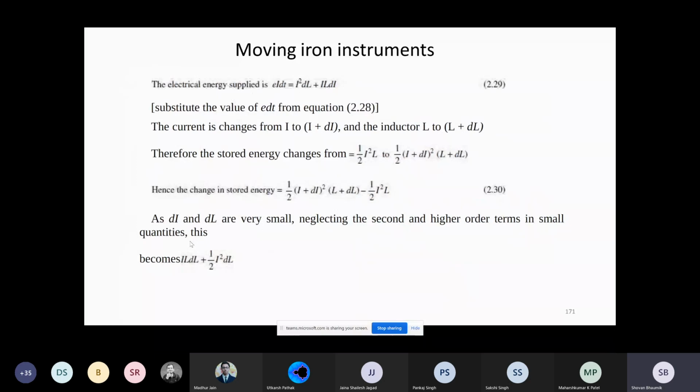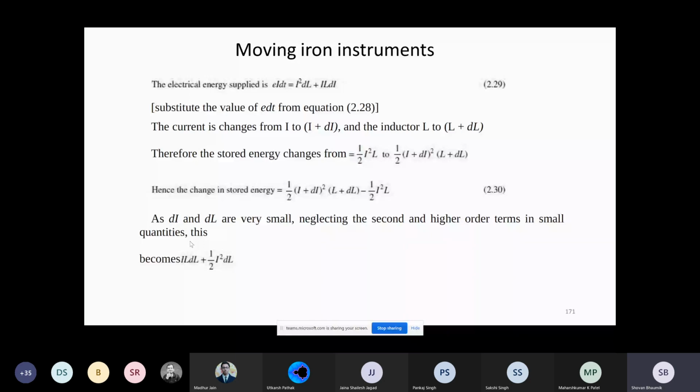Therefore the stored energy changes from the initial stored energy, half i squared L, to the final stored energy, half (i plus di) squared into (L plus dL). Half (i plus di) squared (L plus dL) minus half i squared L is the change in the energy stored. dL and di are very small, so di squared and dL squared we neglect.